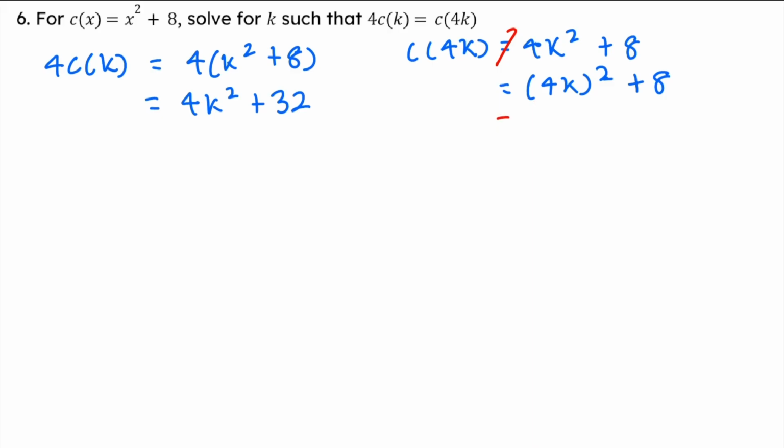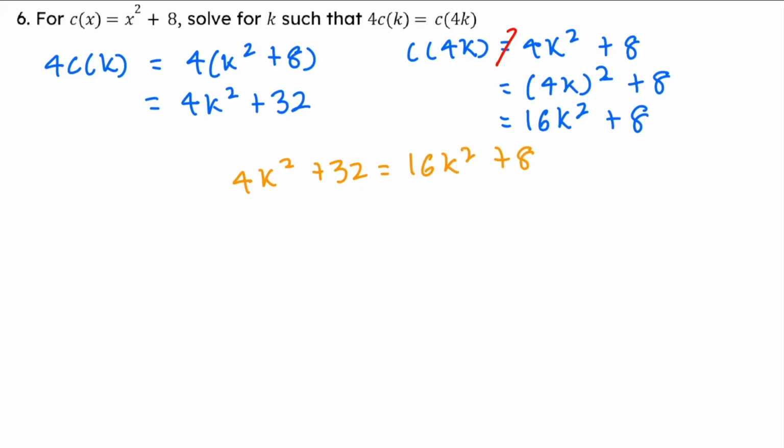Because what we're going to do now is square 4 and k. So 4 squared is 16. So 16k squared plus 8 is what we'd be left with for c of 4k. Okay. And now we can set both of these two simplified sides equal to each other and solve for k. So we'll end up with 4k squared plus 32 is equal to 16k squared plus 8.